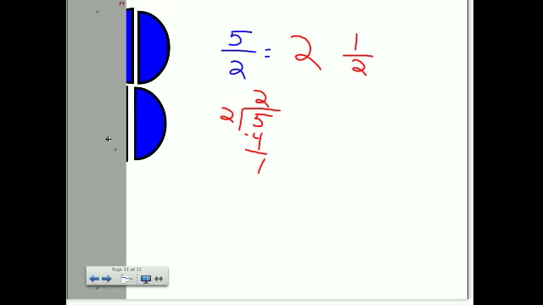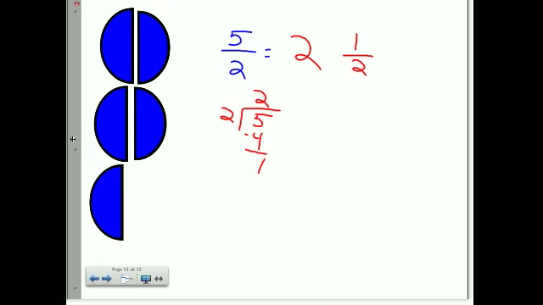Let's look at what that looks like. Okay, you can see we have 2 1/2 circles. Or if you look at the halves, we have 1 half, 2 halves, 3 halves, 4 halves, 5 halves.